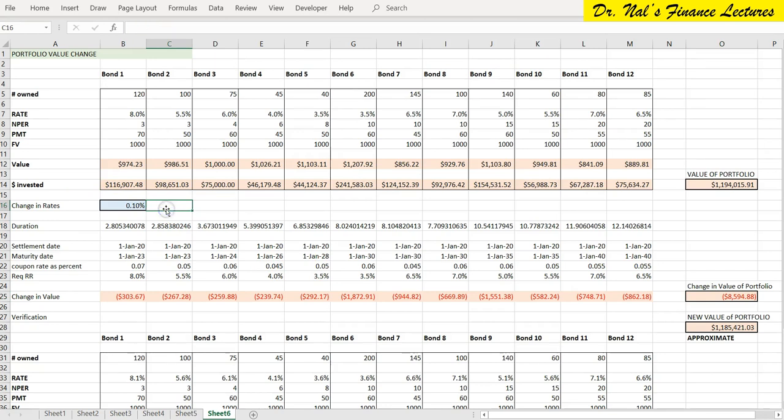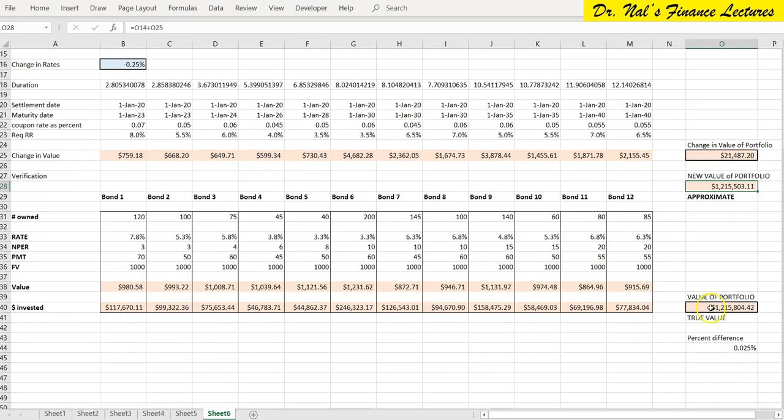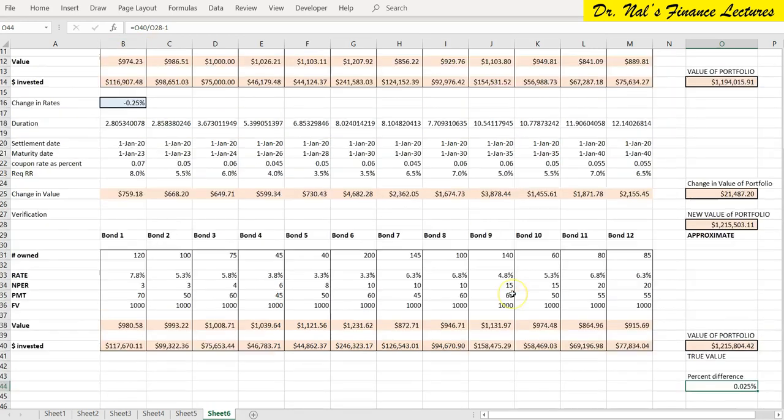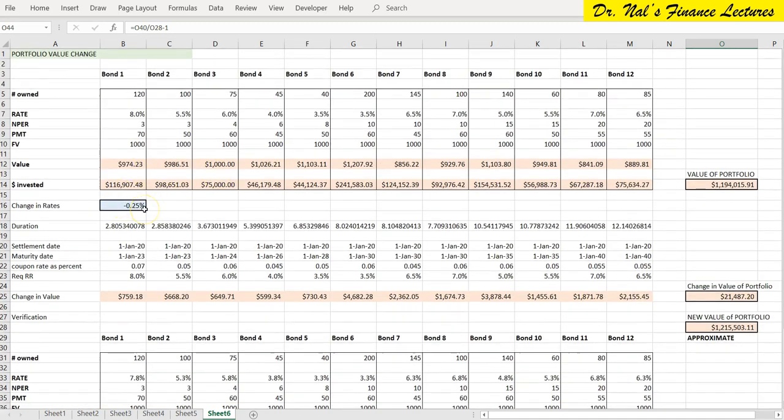What if this was a downward move? What if the interest rates went down by 0.25%, right? Suddenly you see how the value of your portfolio goes up by $21,000. That's amazing. So that's the approximate value, and that's the true value. Again, the two numbers are very close to each other, and the error term is a little bit higher, but still very manageable, right? In this example, it's 1/10 of the change in rates, and the change in rates is already pretty small, right? Interest rates don't change too much on a daily basis.